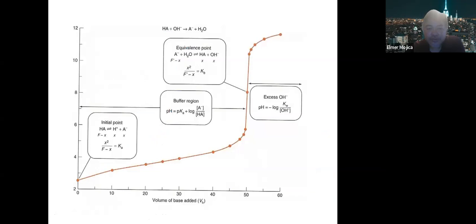Now, you can look at this, what we have discussed is this one. At the initial point, we solve it like a weak acid problem. And then between that, until the equivalence point, you solve it like a buffer. And then at the equivalence point, you solve it like a hydrolysis of the salt. And the excess is just equal to what? The negative log of Kw over the hydroxide concentration to get the pH. So that's the summary of what we have done.